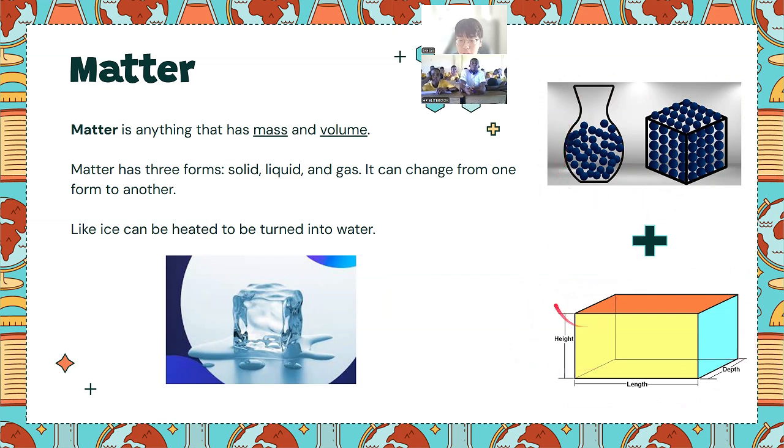So when things have stuff in it and it takes up space, then anything that follows from that is called matter. And matter has three forms, like you guys know: solids, liquids, and gas. And it can easily change from one form to another. So like the ice can be heated to be turned into water. And many other form changes exist.